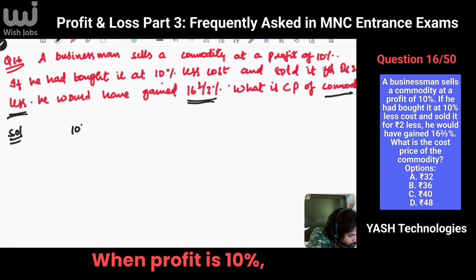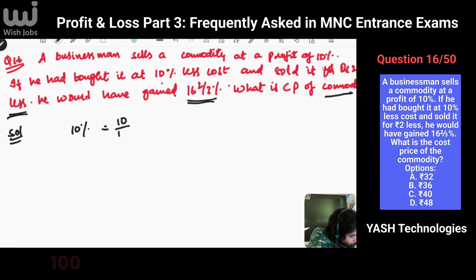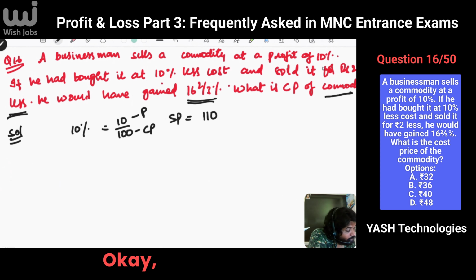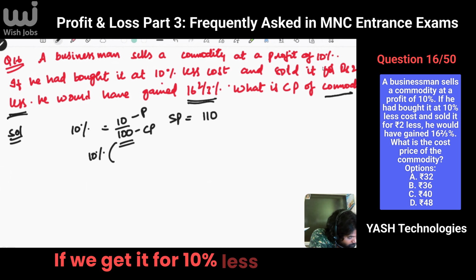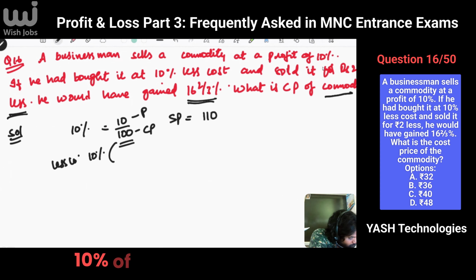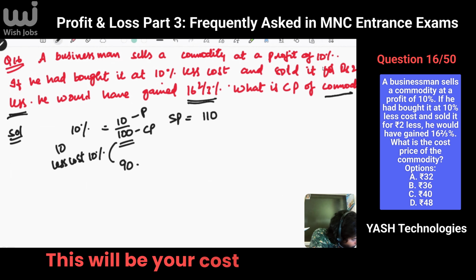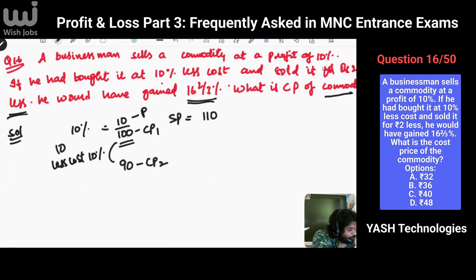When profit is 10%, it would be 10 by 100. 100 would be the cost price. Profit would be 10. So the selling price would be 110. Okay, what is the second statement? If he had bought it at 10% less cost. So the cost price is 100. If we get it for 10% less cost, 10% of 100 would be 10. If you subtract 100 minus 10, it would be 90. This will be your cost price 2. This will be your cost price 1.